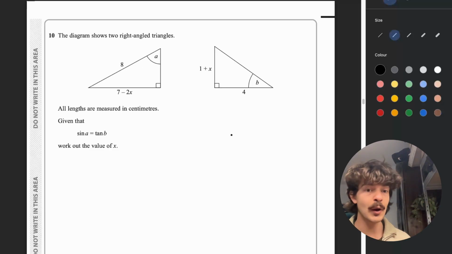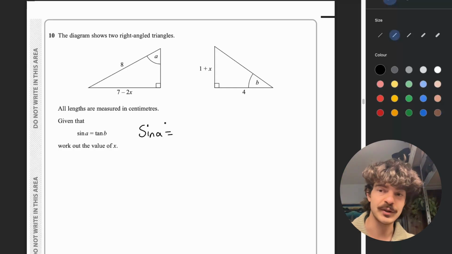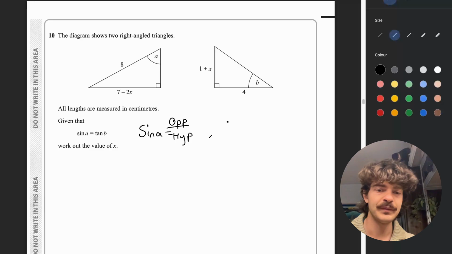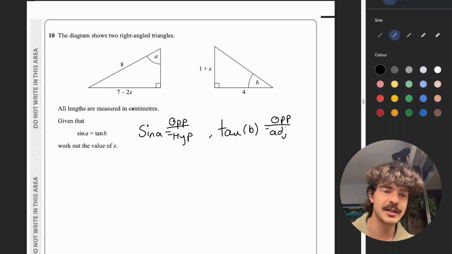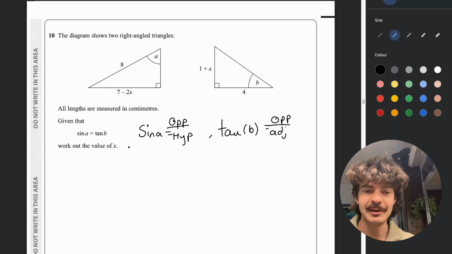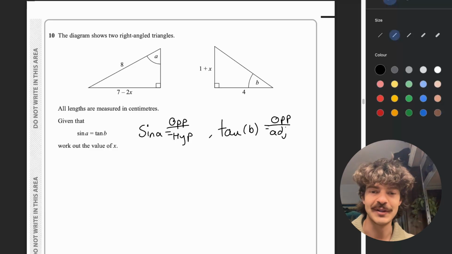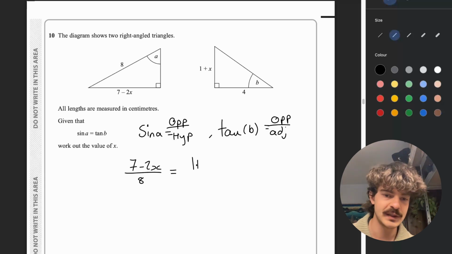Now, from your SOHCAHTOA, you might remember that sine of A is equal to SOH, opposite over your hypotenuse. And tan, well, that's TOA, isn't it? So tan of B is going to be equal to your opposite over your adjacent. So actually, we can say that sine A equals tan B is exactly the same as saying, well, the left triangle's opposite and hypotenuse is equal to the right triangle's opposite and adjacent. In other words, (7 minus 2x) over 8 is equal to (1 plus x) over 4.